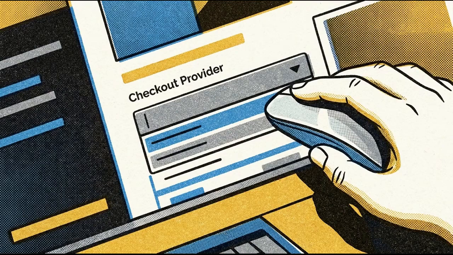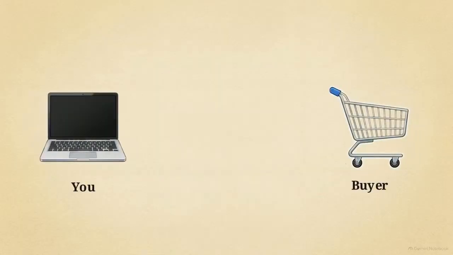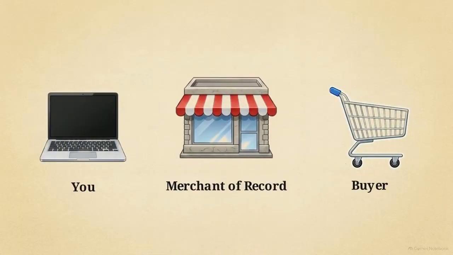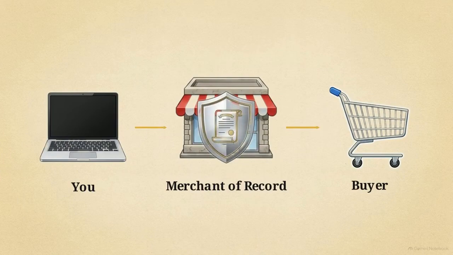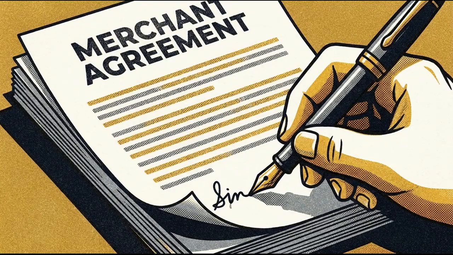The root of this margin loss usually comes down to one specific structural choice: using a merchant of record, or MOR. A merchant of record inserts itself between you and your buyer. Legally, they become the seller. They take on the liability of calculating, collecting, and remitting international taxes, like EU VAT and US sales tax, across hundreds of jurisdictions. Choosing an MOR is a deep architectural commitment.